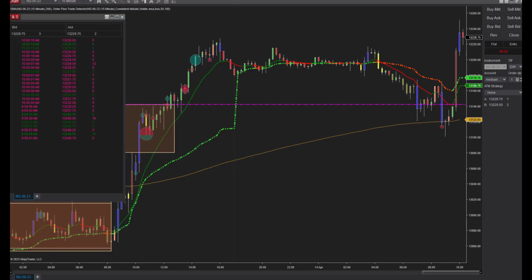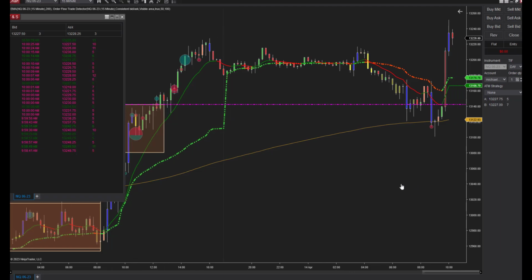Alrighty, good morning everybody. I'm going to try to do it for 2 days in a row to show you exactly what I'm talking about. It is April 14, 2023, 10 in the morning, and let's start taking a look at futures this morning.